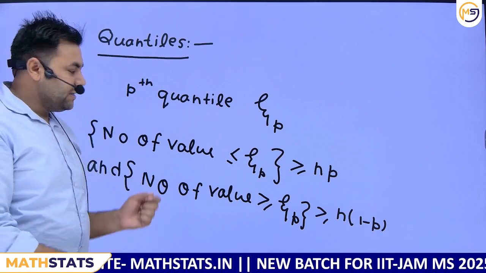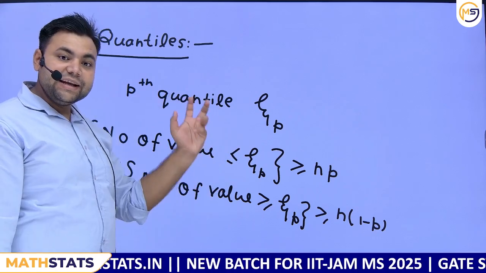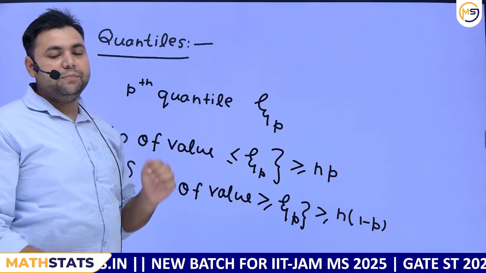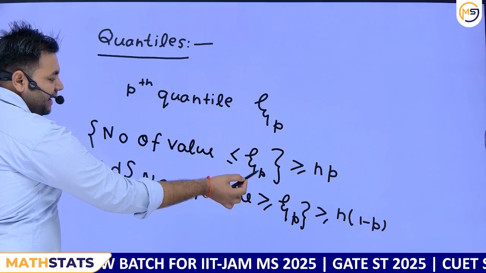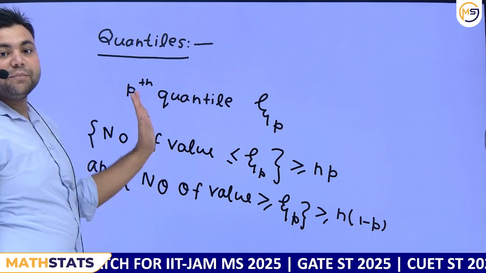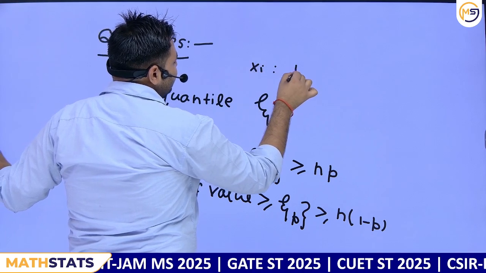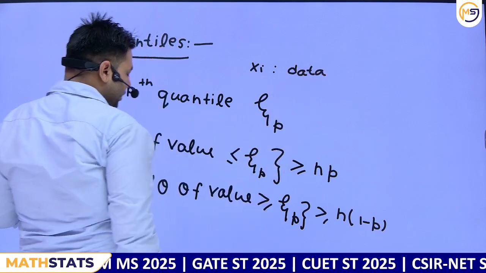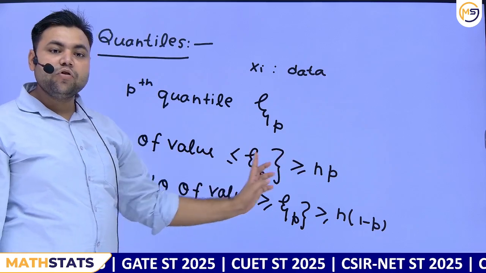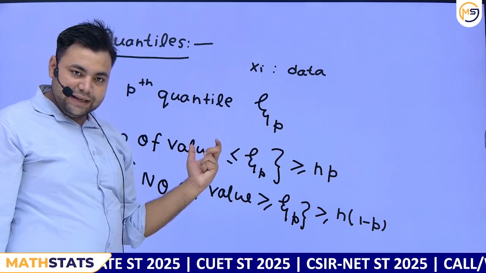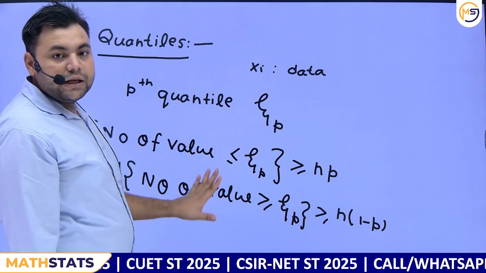It means the pth quantile is this: the number of values below xi p is more than or equal to p, and the number of values greater than xi p is also more than or equal to 1 minus p. Then this number is called the pth quantile. We are talking about the number of values of data. So this is the definition of quantiles.